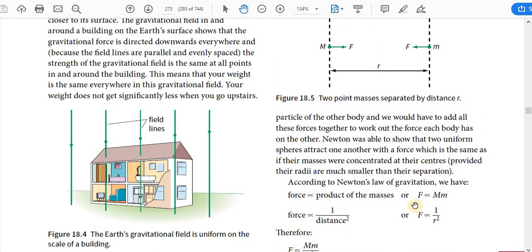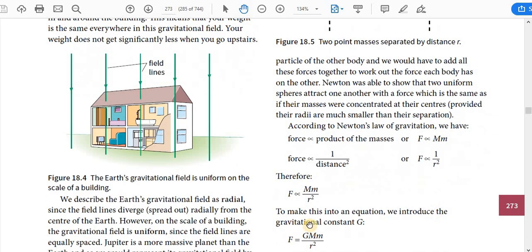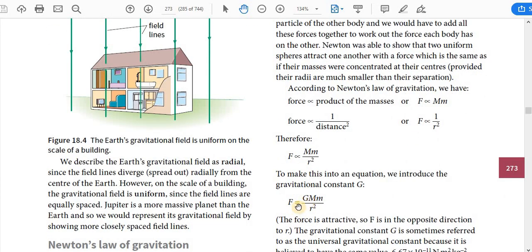So we can see this is what I explained previously. Force is directly proportional to the product of their masses, and force is inversely proportional to the square of the distance between the masses. And from this you can get this. You put everything together here, and to convert a proportionality into an equation, you have to add a constant with the equal sign. Now you can see here it's a proportion, here it's an equation. So what has happened was there is a constant with the equal sign, and this constant here is G. We call this the gravitational constant, also called the universal gravitational constant.